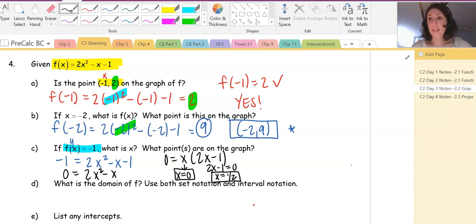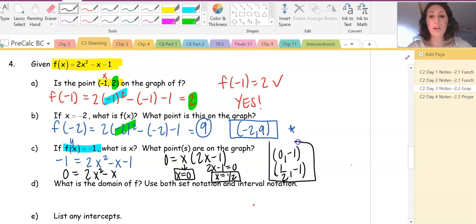So the points on the graph would be 0, -1, because my x was 0, and 1/2, -1. And if you were to type this into your calculator and do your second trace 5, enter, enter, enter, those would be the two intersection points you would get.